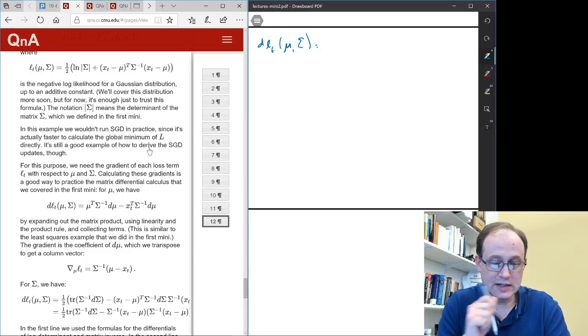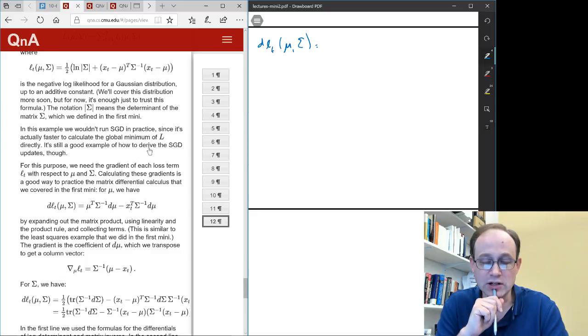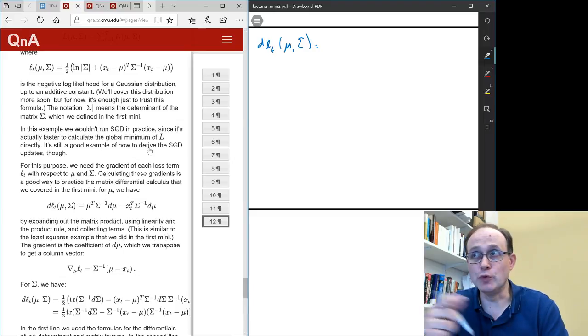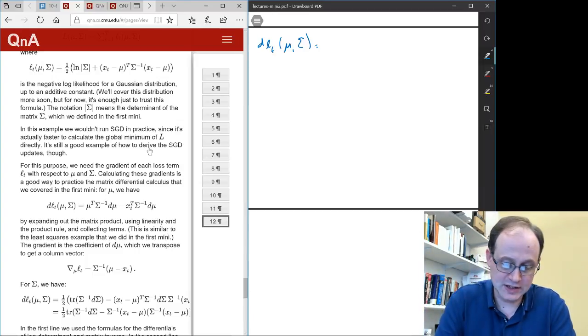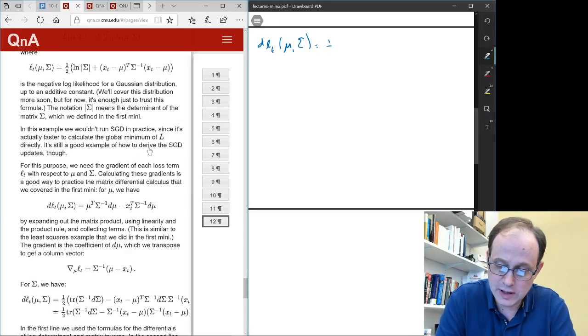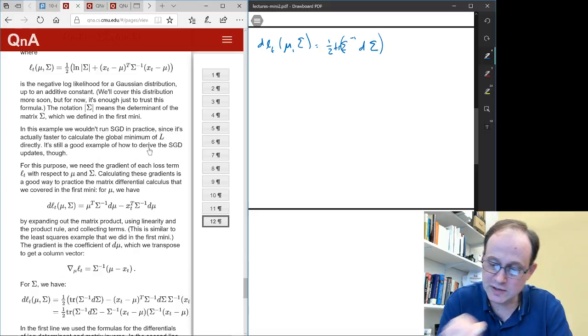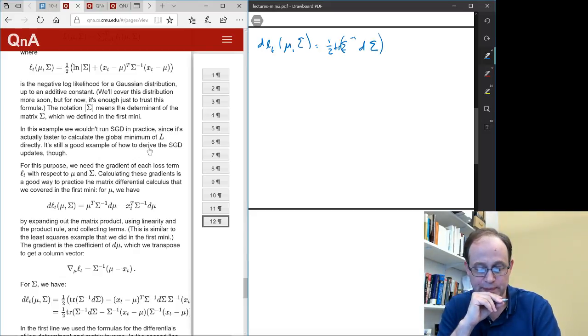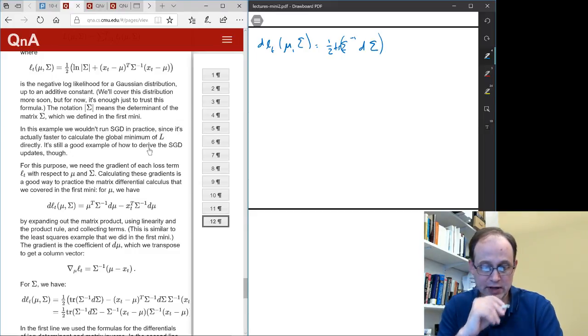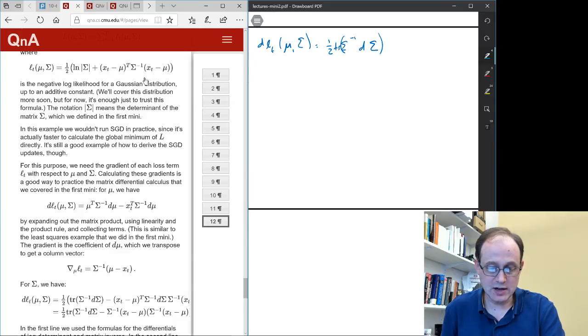The first thing is that we have to differentiate the log determinant of sigma. It turns out that there's an identity for that. We mentioned it briefly in the first mini. If you don't happen to remember that, then you would just look it up in a table of identities. And so we get 1/2 sigma inverse d sigma, that's the trace of sigma inverse d sigma. That's the identity for the differential of log determinant.